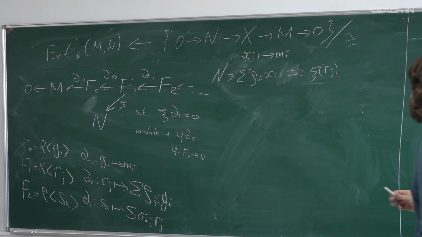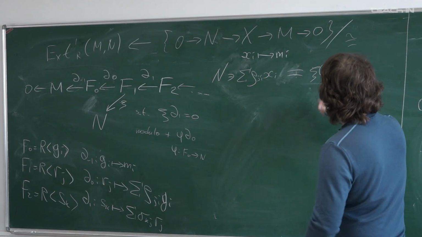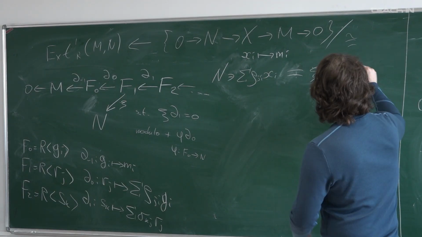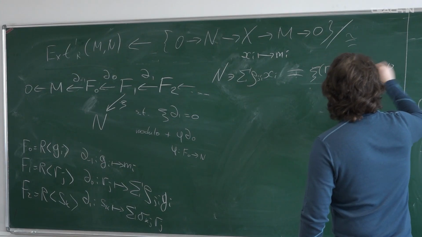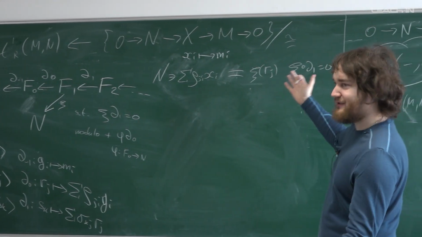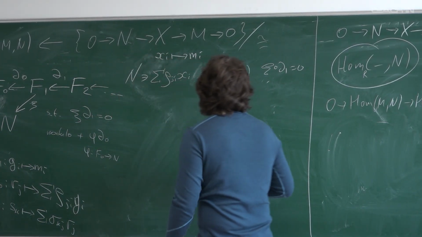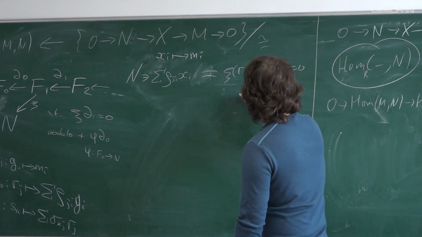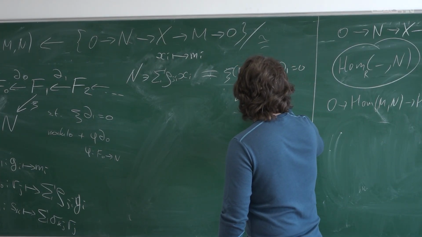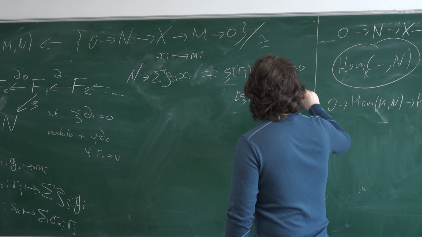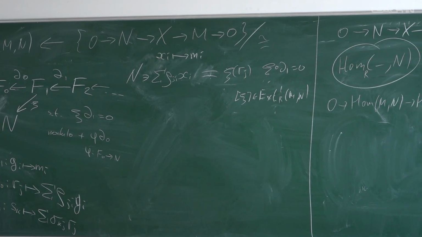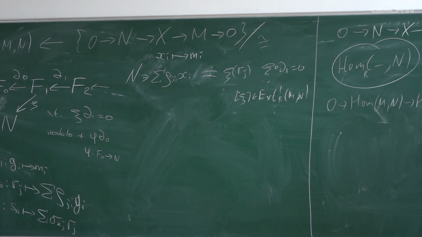Now let's check this. It's easy to check that the composition Xi after d_1 is 0. It's more or less easy. Yes, you can check it from the exactness of this resolution, more or less. So it's really a homological class. So we have this element from Ext^1(M, N), and we only need to check that in fact this element represents the class which is the image of identity under the boundary map. Okay.